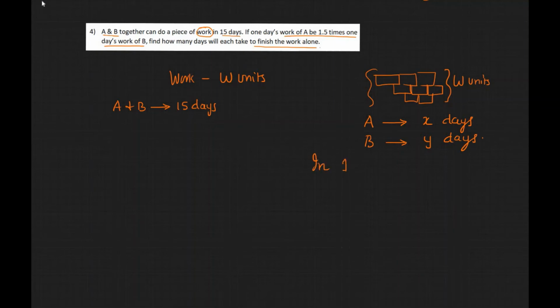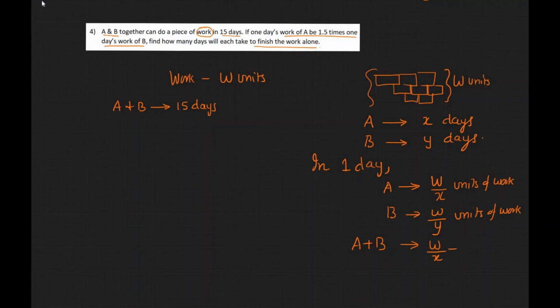So in 1 day, A will be able to do W divided by X units of work, and B will be able to do W divided by Y units of work. Now if A and B work together, in 1 day they can do W by X plus W by Y units of work. So we have this.